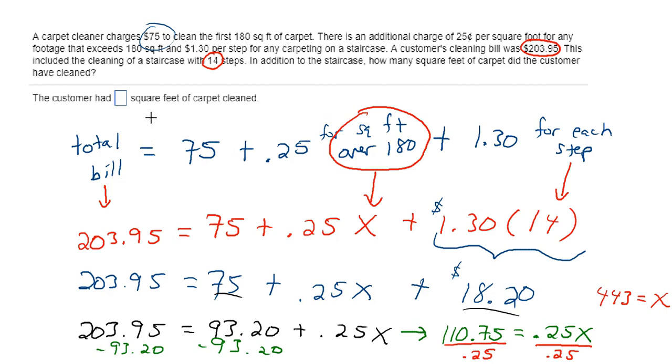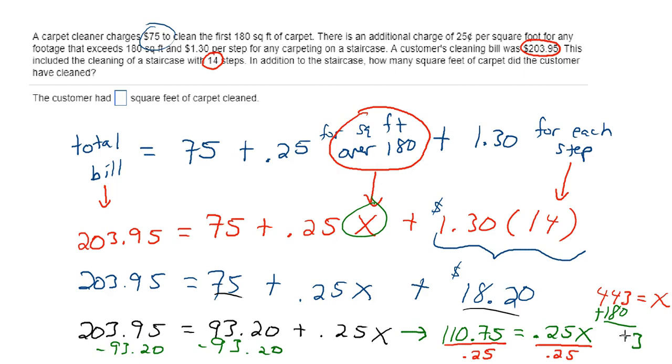But to answer the question in the problem, what's the total number of square feet that was cleaned? And this 443 is not the total number of square feet. Remember, x was representing just the square footage over the first 180 square feet. So this is how much over 180 was cleaned. So we have to add that 180 back to that to get the total of square footage that was cleaned, right? There was the initial 180 square foot that was cleaned, and this was the extra that was cleaned above and beyond that. So if we add those together, we get 3 here.